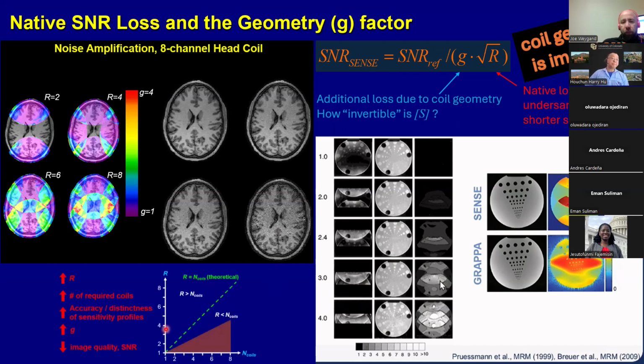And so the plot here just shows the number of coils. This is theoretical, but the number of coils you have versus the acceleration you achieve. By theory, you can achieve acceleration as fast as the number of coils you have. So for a 4-channel coil, you can achieve a factor of 4 acceleration. That's, however, not true. Most reasonable acceleration factors are in the 2 to 4 range for SENSE and GRAPPA.